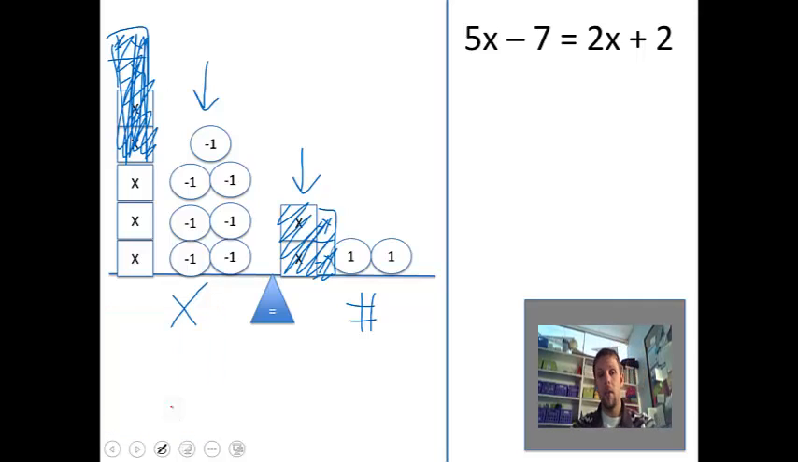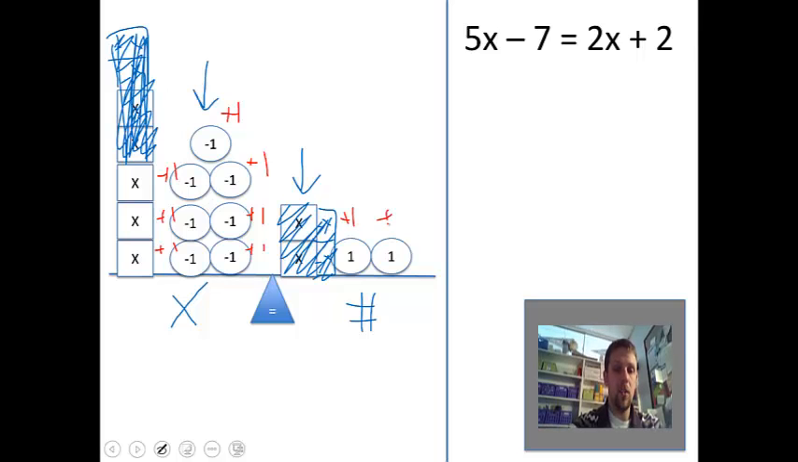Let's do our next one. How do I get rid of the negative ones? So I had negative ones, so I add positive 1, positive 1, positive 1, positive 1, positive 1, positive 1, positive 1. Alright? Since I added 7 positive ones on that side, I have to add positive ones on this side. Okay. Now these all cancel out.